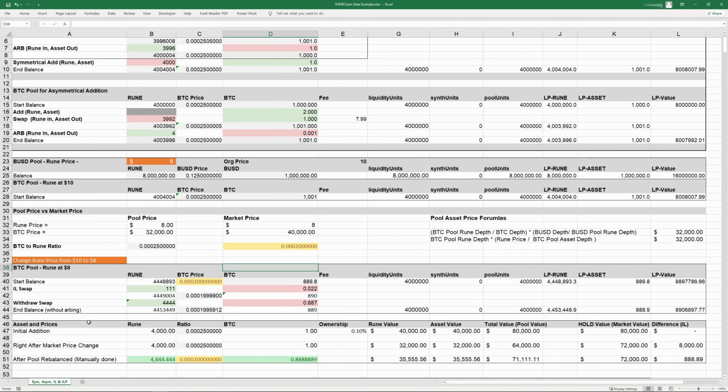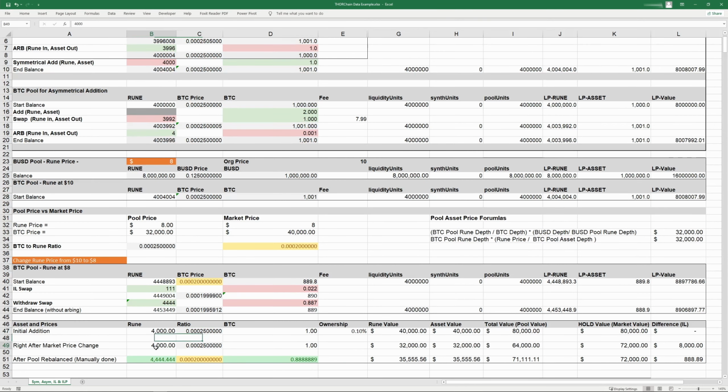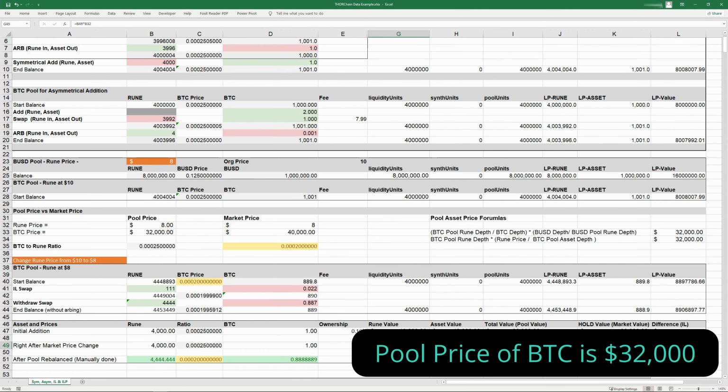So let's have a look at our position. Our initial position was 4,000 Rune with 1 BTC, and that was the ratio. Right after the market changed, our position would be 4,000 Rune and 1 BTC, but at a different ratio, and that affects the price. So therefore, our value would be approximately $64,000, because remember, the price of BTC is sitting at 32,000, not 40. So that's if everything was to happen instantly, which is not really possible.